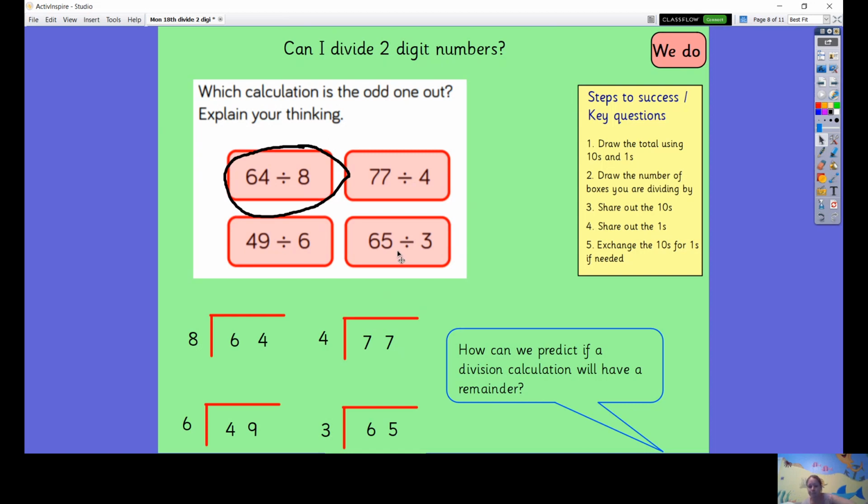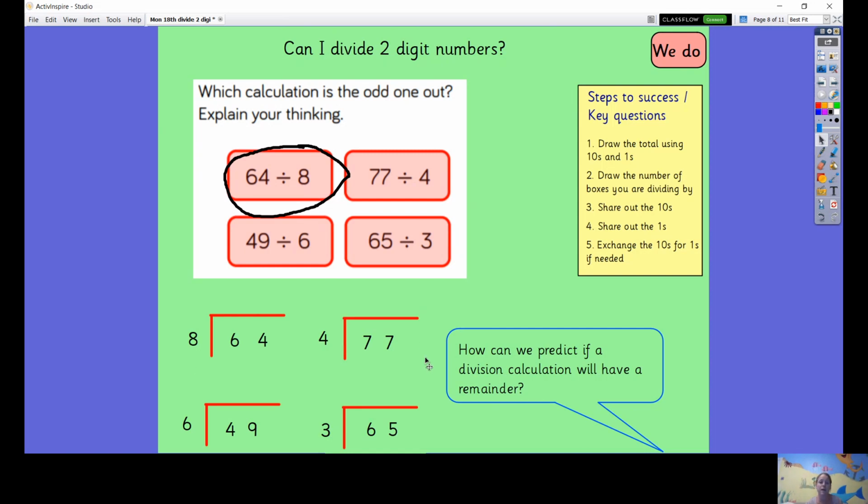And then the last one was a bit trickier because I looked at it and I thought, if that was a bus stop method, which it is here, look down here, this is what I was picturing in my head. I know that 6 is divisible by 3. I know that I can share 6 out between 3 groups, and that's fine. But I also know that I can't share 5 by 3. So I know there's going to be some leftovers there as well. So I can see that all 3 of those are going to have remainders, and I know that that one didn't.